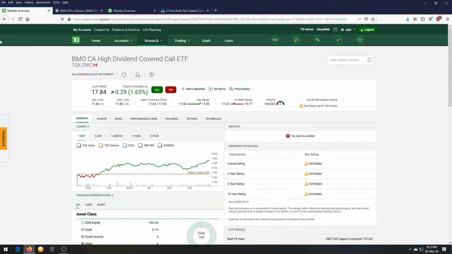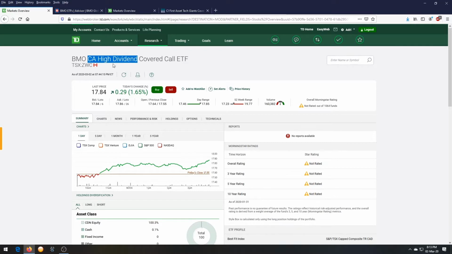Alright guys, the first ETF example I want to look at with you is the BMO Canadian High Dividend Covered Call ETF. The stock symbol is ZWC. We can get a lot already from the name. BMO is, in this case, the bank that's managing this ETF, so it's the fund's manager. Canadian High Dividend.